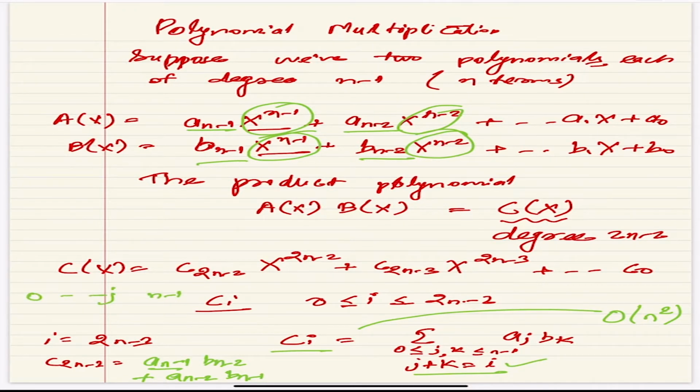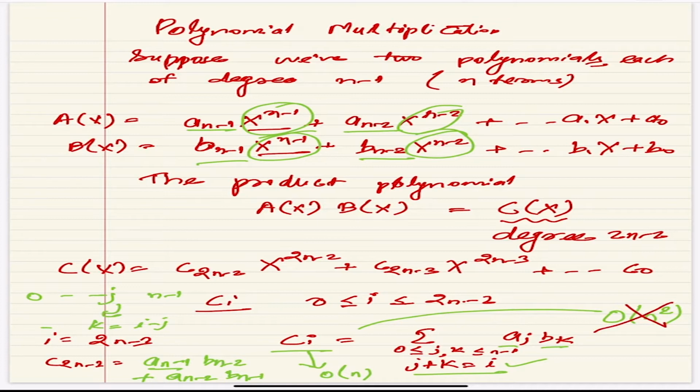So suppose I'm varying j from 0 to n minus 1. At any j, if I know j, I can immediately find what is k. k is i minus j, right? So I don't have to go for all possible k's. So at most I have to use n pairs for c_i. Order n pairs and adding those is fine. That will happen in order n time anyway. So to get c_i, I need order n time, not order n square.